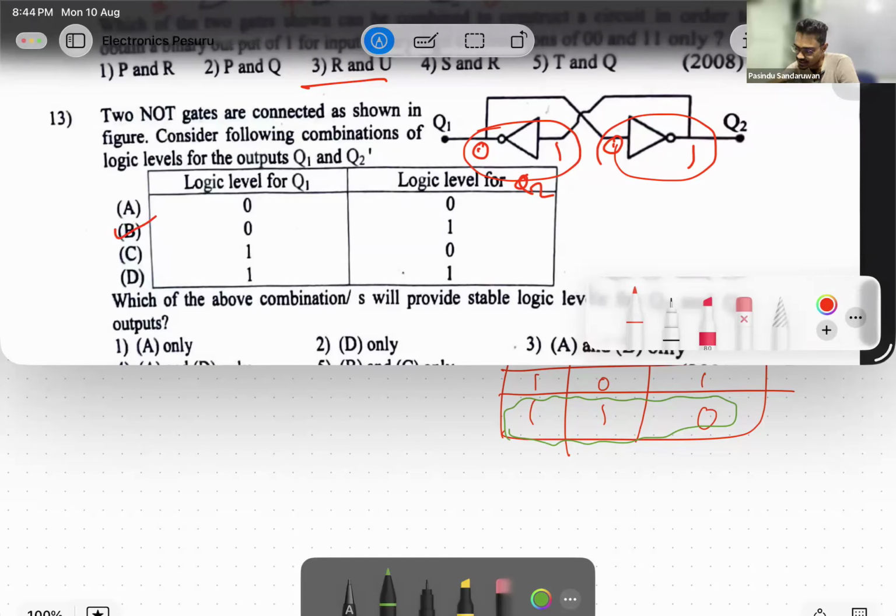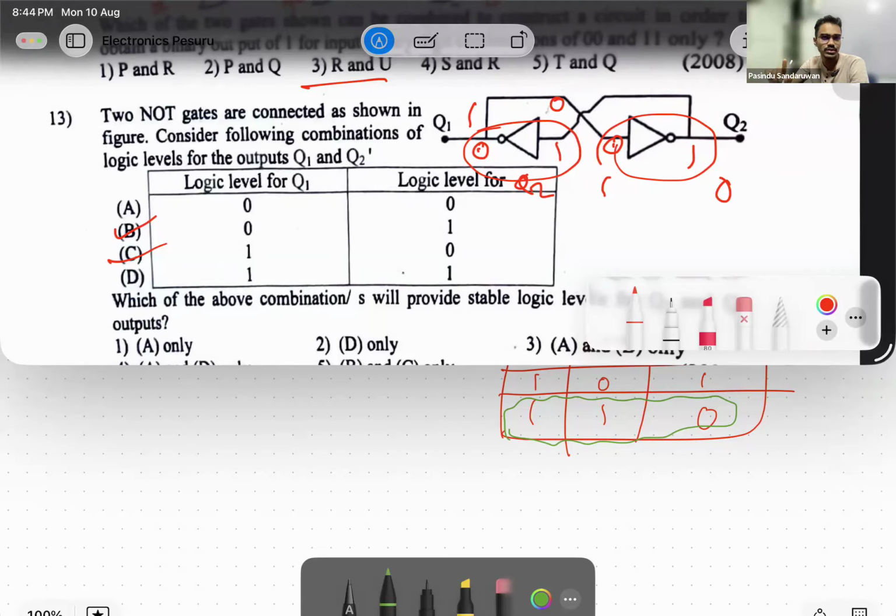Similarly, C is also stable. If you check the vice versa also, it's the same. If this is 1, up to here that is 1, this becomes 0. If there is 0, this becomes 0. It's 1.